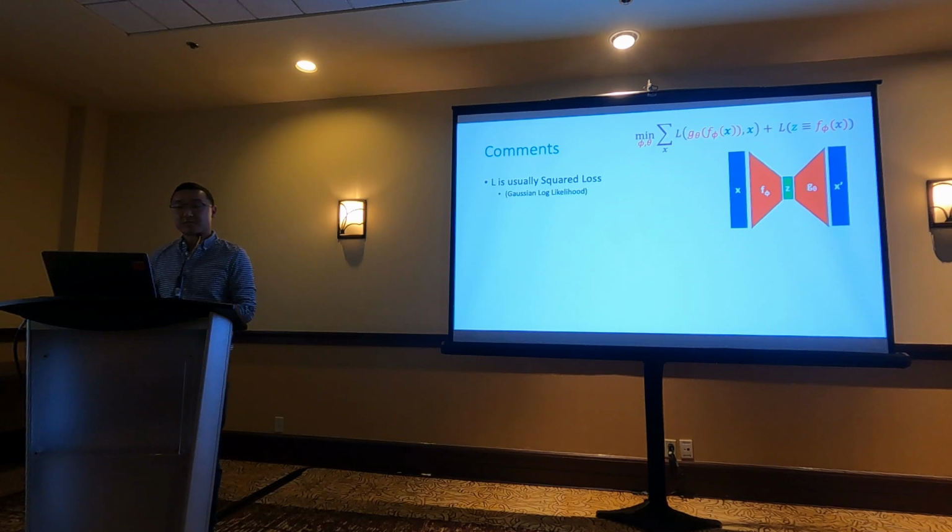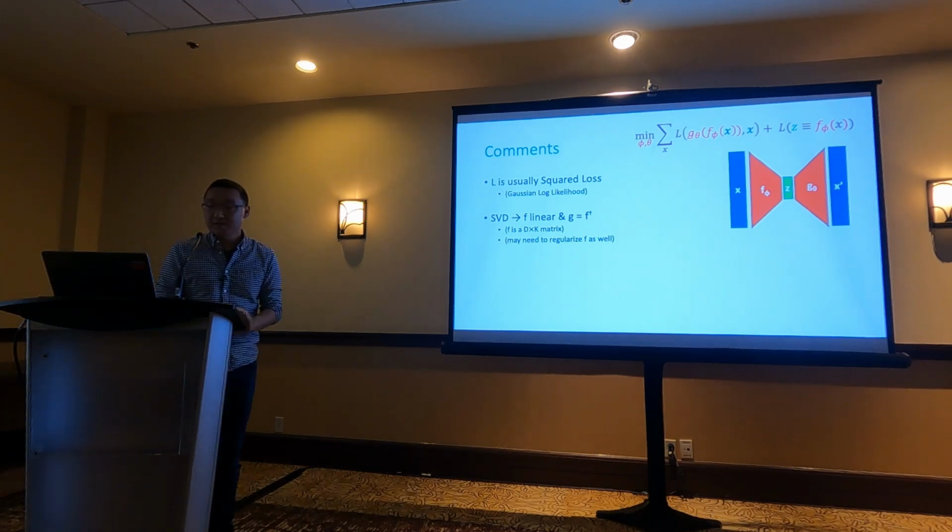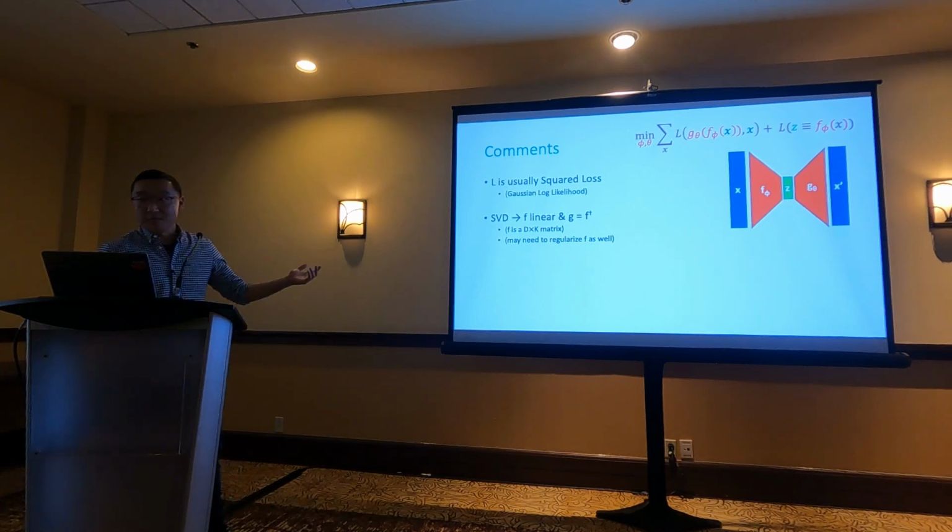A few comments. Most people, when they first start, implement the loss using squared loss, which is functionally equivalent to Gaussian log likelihood if you have a probabilistic model. If you do things like the singular value decomposition or principal component analysis, then f is typically linear with no nonlinearities. And in fact, g is just the pseudo-inverse of f. In other words, f is a d by k matrix.